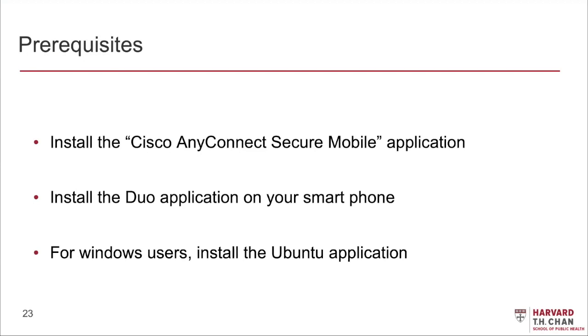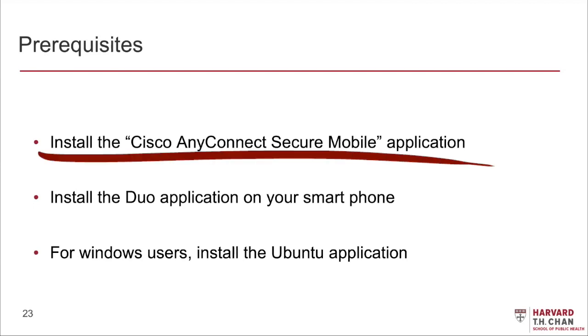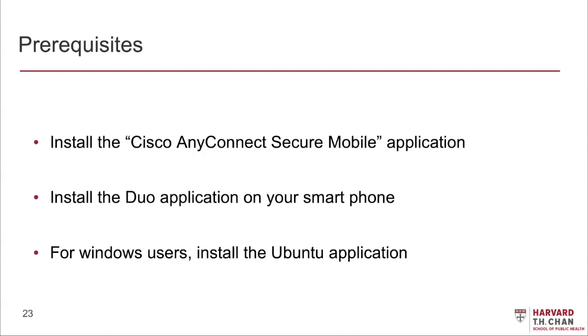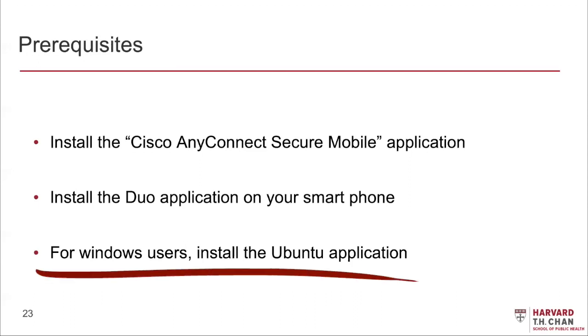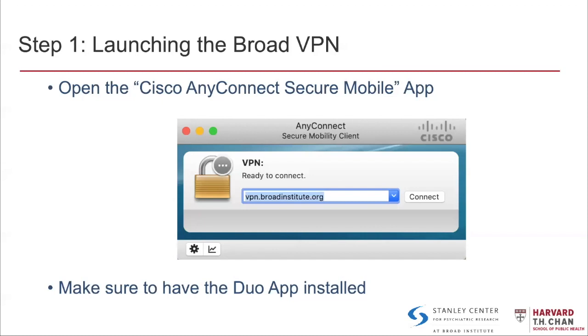There are three prerequisites to connect to the Broad server. The first one is to install the Cisco AnyConnect Secure Mobile application, which we're going to use to connect to the Broad Institute VPN. The second one is to install the Duo application on your smartphone, which you're going to need to connect to the Broad VPN. And then for Windows users only, you need to have installed the Ubuntu application, which is an emulator of a bash shell.